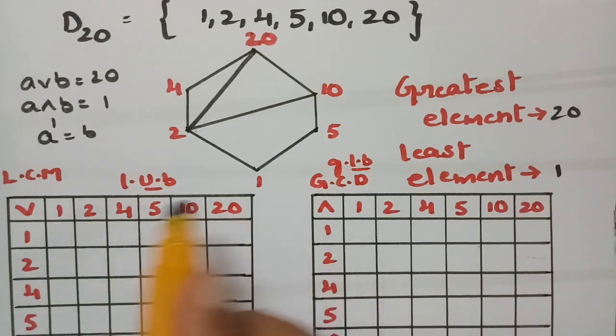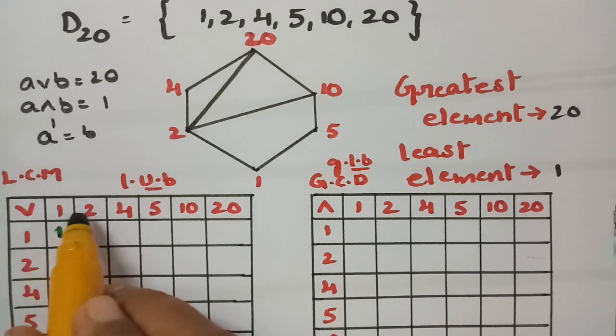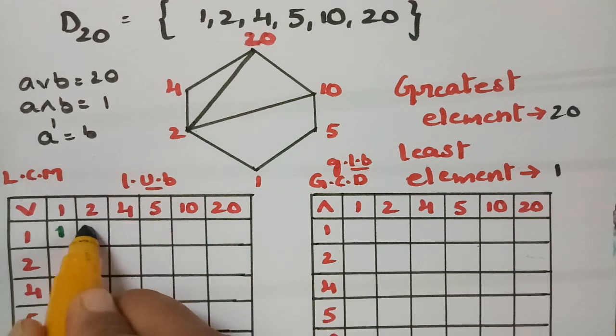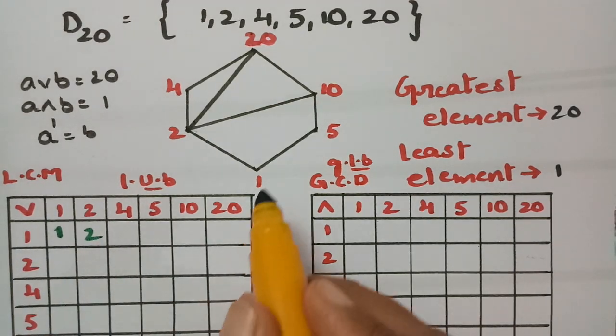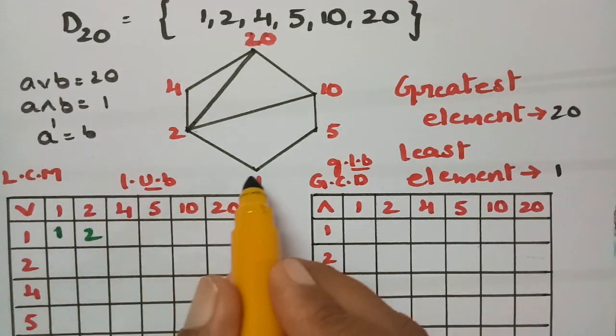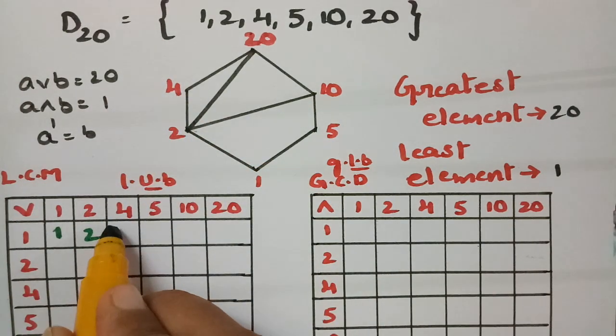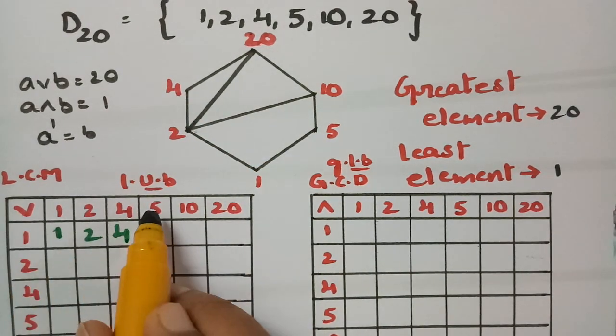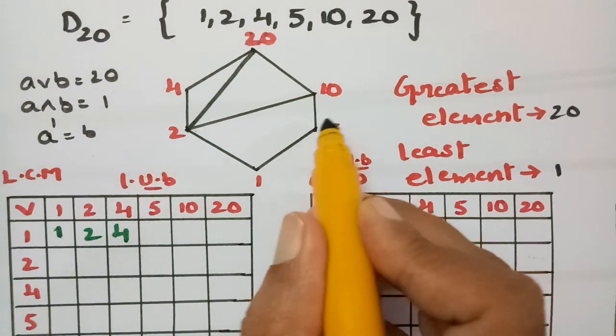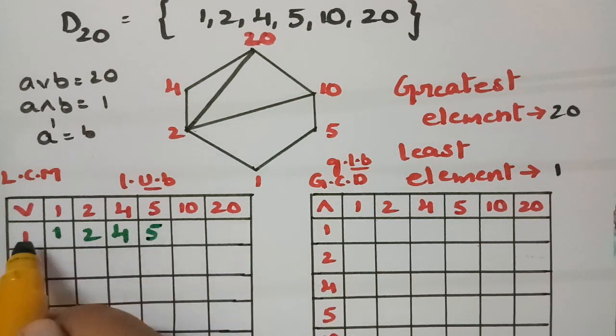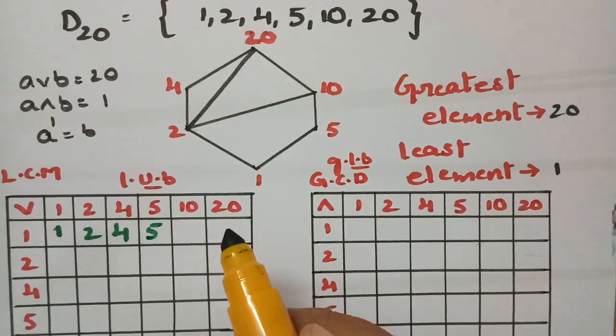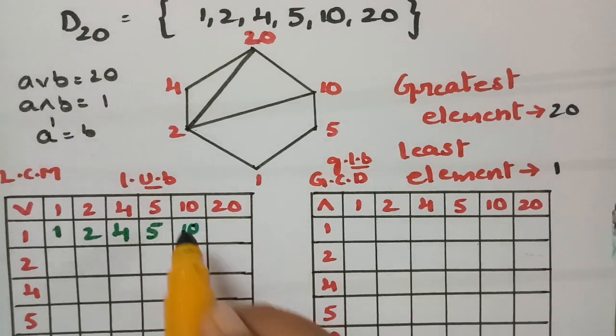For 1 and 1, 1 is the upper bound. For 1 and 2, 2 is the upper bound. Next, for 1 and 4, 4 is the upper bound. For 1 and 5, 5 is the upper bound. For 1 and 10, 10 is the upper bound.